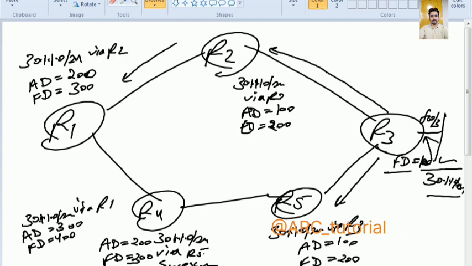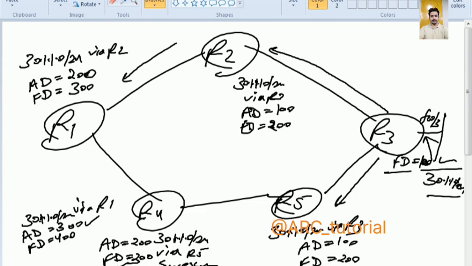But there is a condition to become a feasible successor, which is known as the condition of feasibility. So what is that condition? A backup path's advertised distance, which this time is 300, must be lower than the FD of the successor. And what is the FD of the successor? 300, which is equal to the advertised distance of the backup path. So even if your advertised distance is equal to the FD of the successor, it will not become a feasible successor, because to become a feasible successor, a backup path's advertised distance must be lower than the FD of the successor.